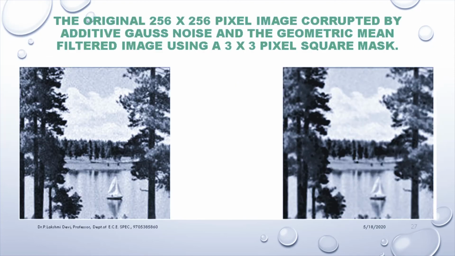Here the original 256 by 256 pixel image is corrupted by additive Gaussian noise, and the geometric mean filtered image is obtained using a 3 by 3 pixel square mask, going from the degraded input image to the processed image through this restoration.